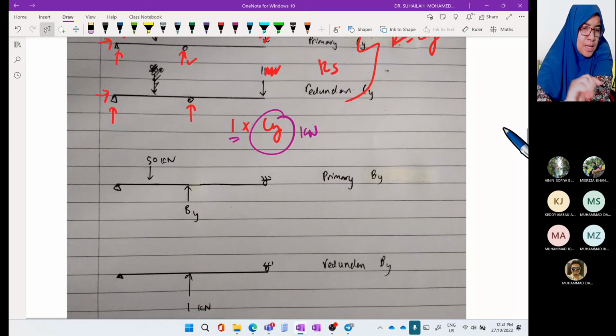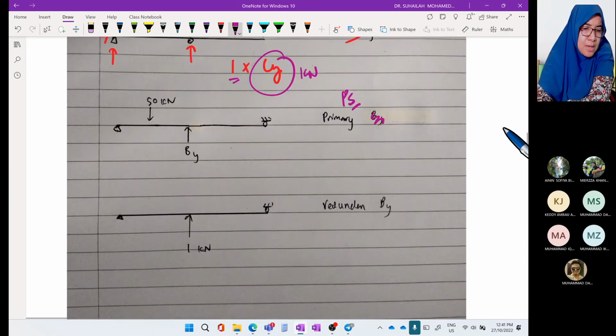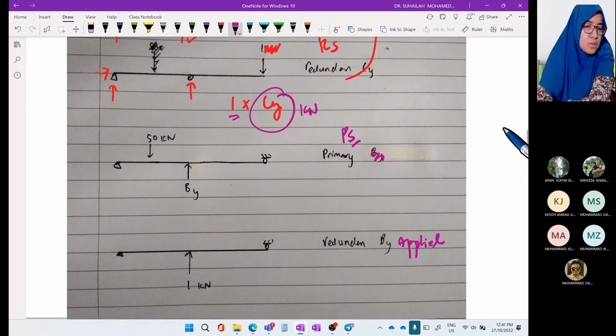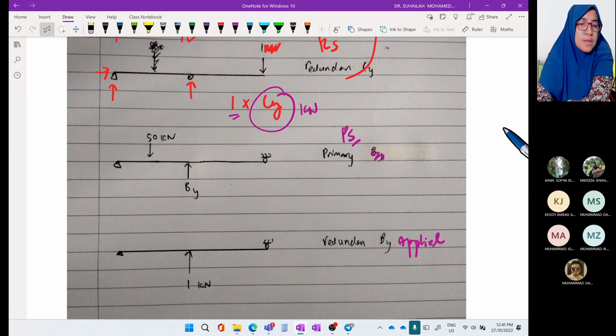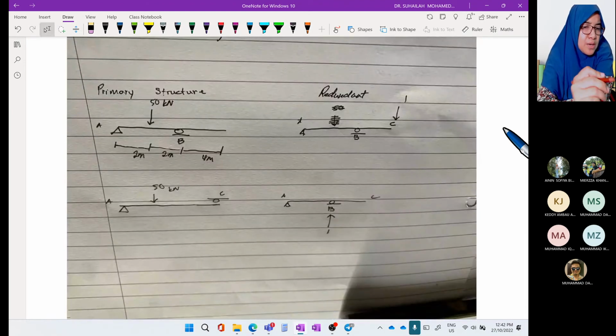For this one, you must write here primary structure, primary beam. This one is redundant BY applied. Redundant BY applied. So this is option number 2. For option number 2, put a label here, the redundant for this one is BY. So then draw this diagram. Okay, next.